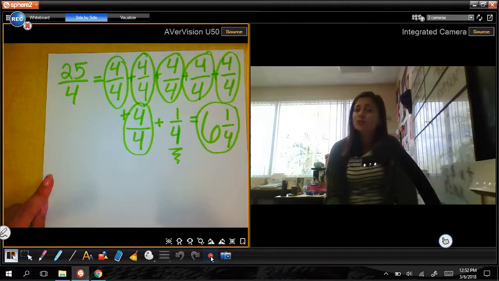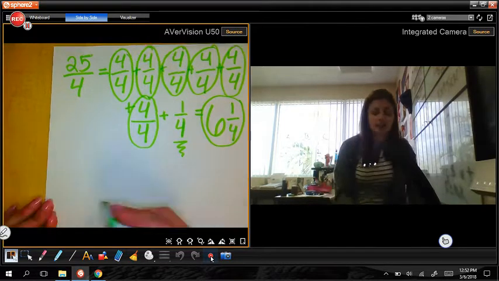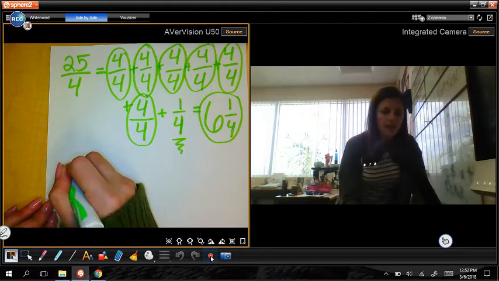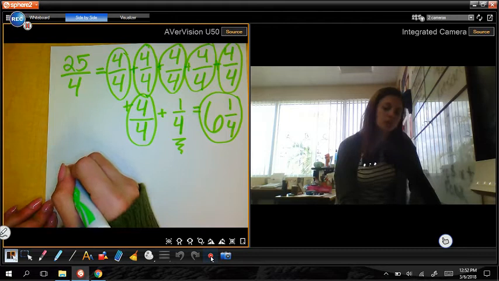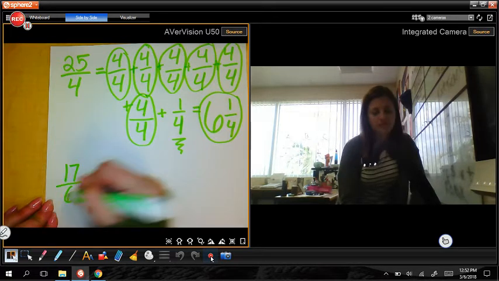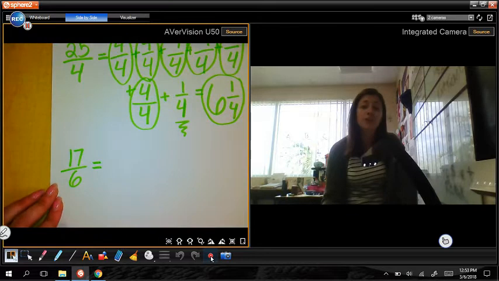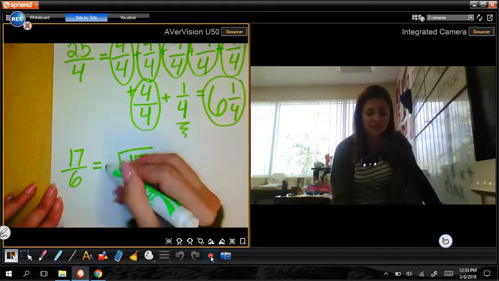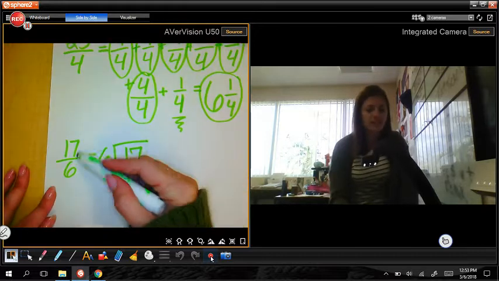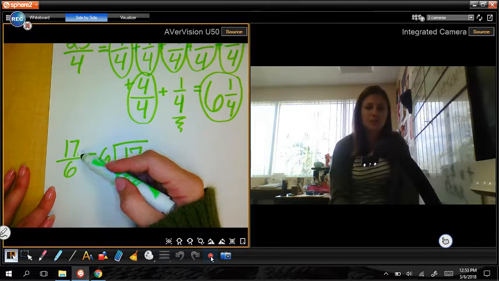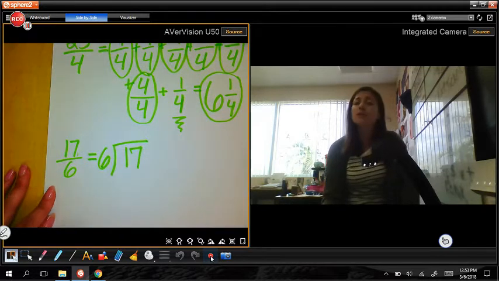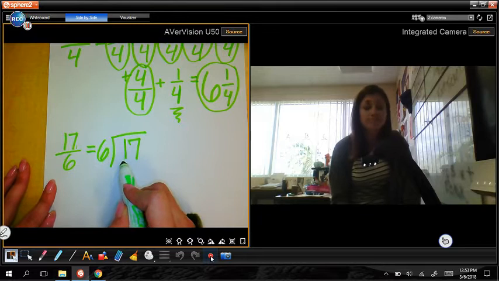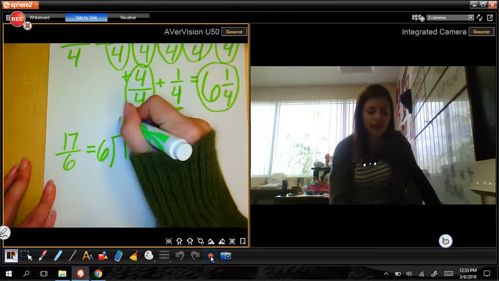Now, the other way I could do this is by dividing. Let's say I had the fraction, let's do 17 over 6. If I wanted to convert this to a mixed number, I'm going to divide this time. So I'm going to do 17 divided by 6, the same as my fraction shows. Now I'm just going to go through and do my long division. So I'm going to ask myself, can 6 go into 1? No, because 1 is smaller than 6, so I have to put a big fat 0 there.